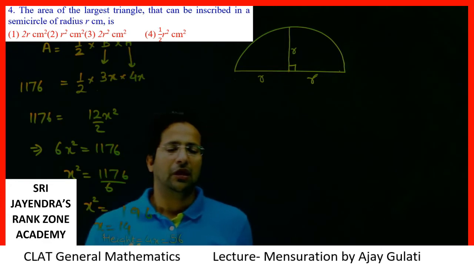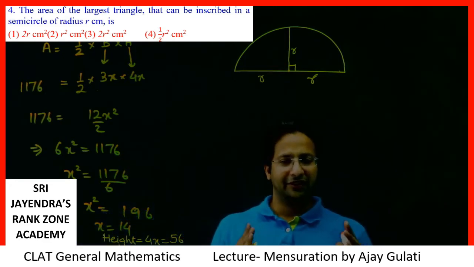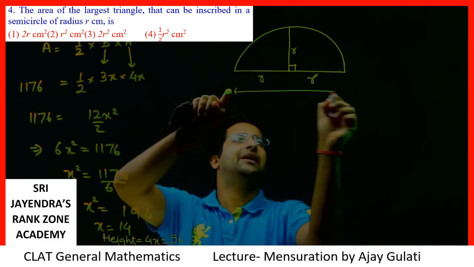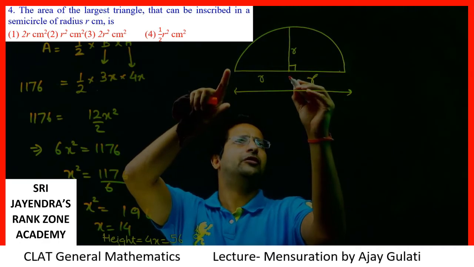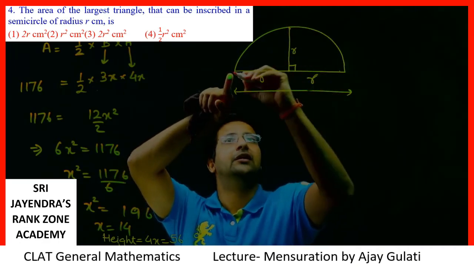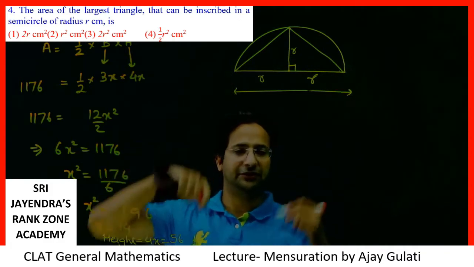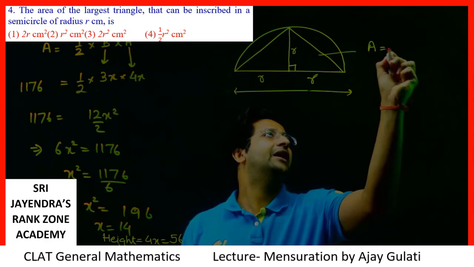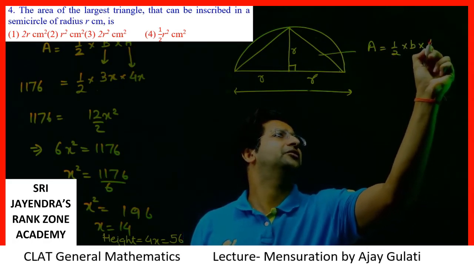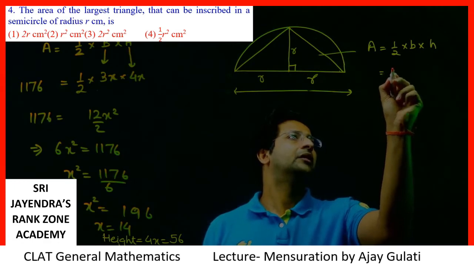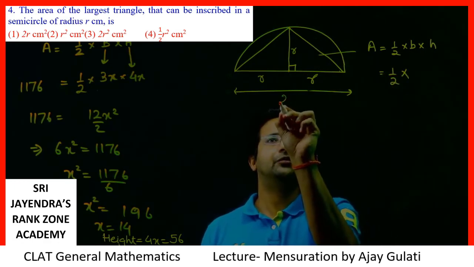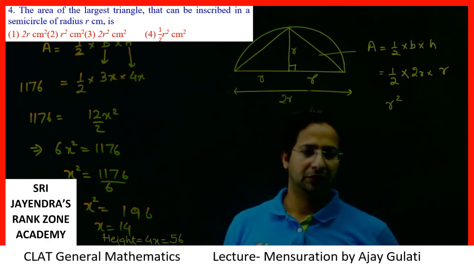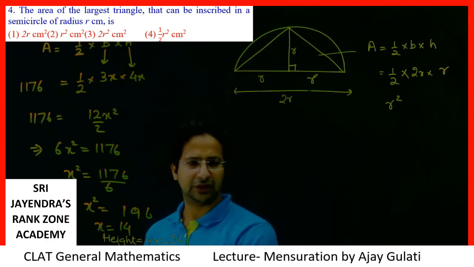What I'll do, see, when can a triangle be largest? When its base as well as its height are both maximum. So the maximum possible base is this. So base is equal to R. What is the maximum possible height? The topmost point over here. So actually this is the triangle, my dear students. Clear? Yes, it must be clear. Now what do we have? Area is equal to half into base into height. Half. What is the base? Base is equal to 2R. What is the height? R. So the area becomes R square. Let's take one more question.